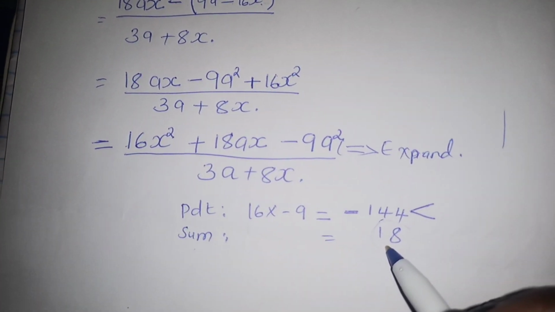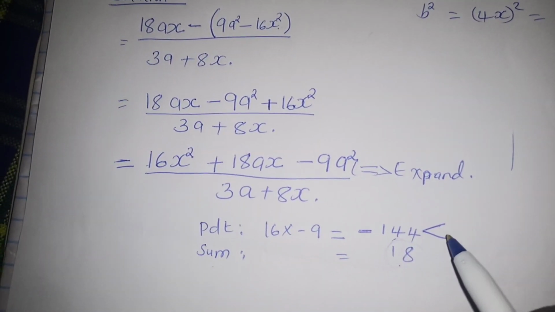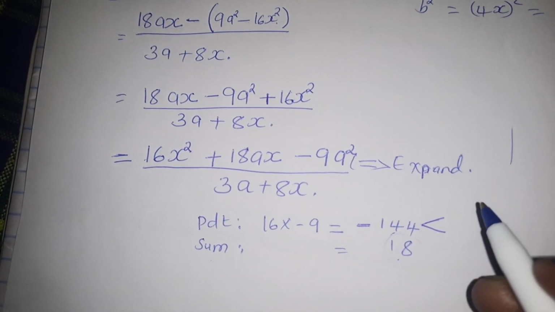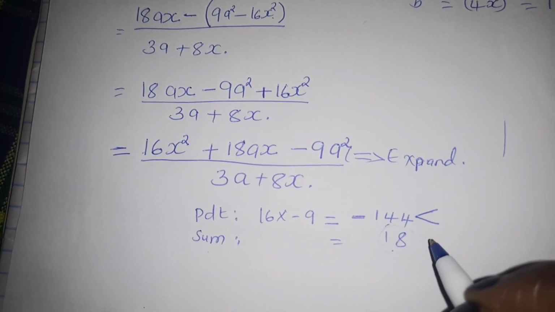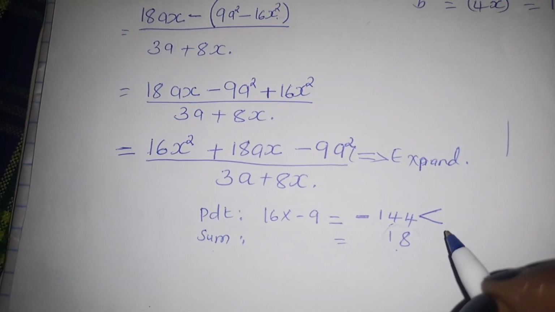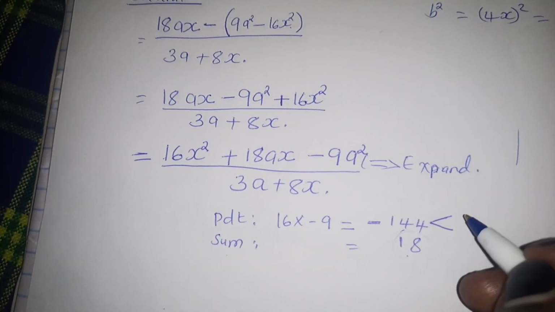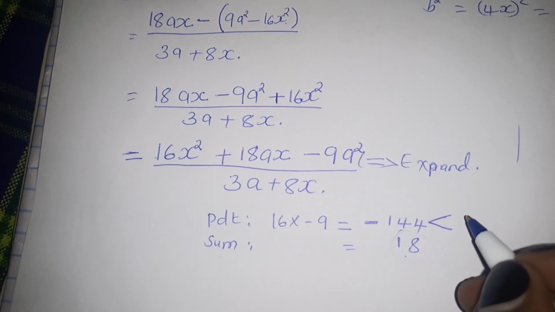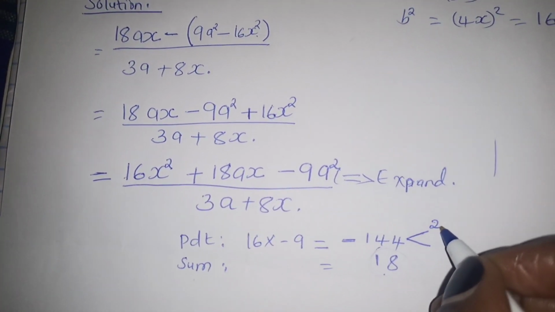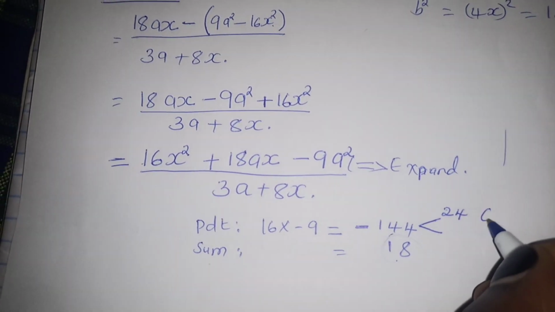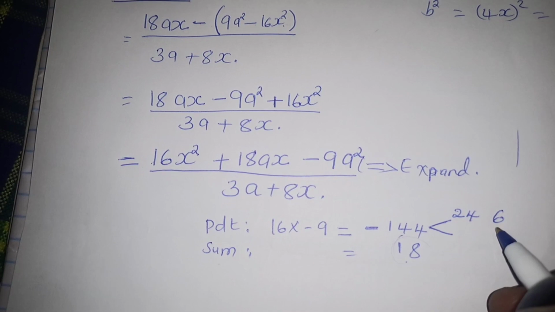What does that tell us? This tells us that one of the factors of our negative 144 will be negative, and the other one will be positive. And the negative number, of course, will be the smaller number since our sum is positive. And the two factors of 144 that we have are 24 and 6. So 24 plus 6 is 30.